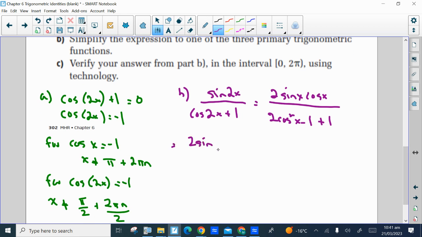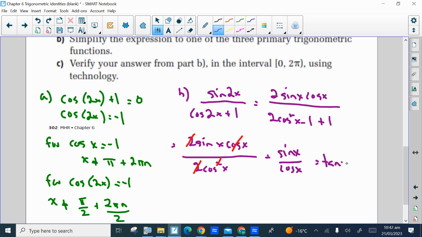So right now I can't cancel anything because I have more than one term on the bottom. However, when you cancel the 1's, because minus 1 plus 1 is 0, now you have only one term on the bottom. And now you can cancel. You can simplify. You can divide top and bottom by 2. You can divide top and bottom by a factor of cosine x. So that'll leave us with sine x over cos x, again, which is tan x. That's the same that the previous one simplified down into.